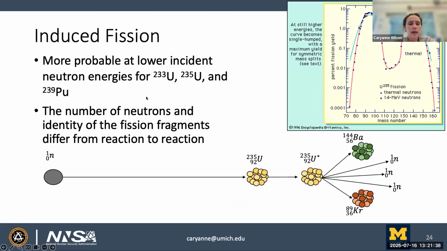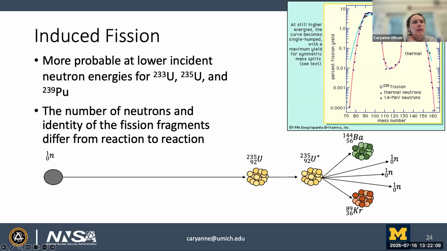And then I believe that this is the last capture reaction that we're going to talk about, which is induced fission. This is more probable at lower incident neutron energies, thermal neutron energies, for uranium-233, uranium-235, and plutonium-239. And for uranium fission, I believe about 200 MeV is emitted.